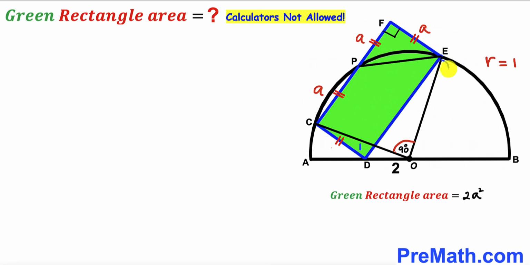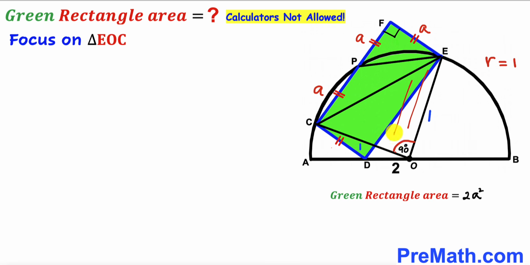And likewise this OE is radius as well. So this has got to be 1 unit as well. And now in this next step, I'm going to connect these 2 points C and E, as you can see in this next step. And now we are going to focus on this right triangle EOC.